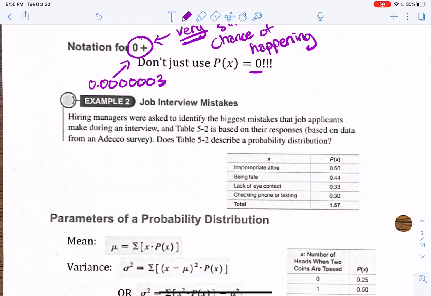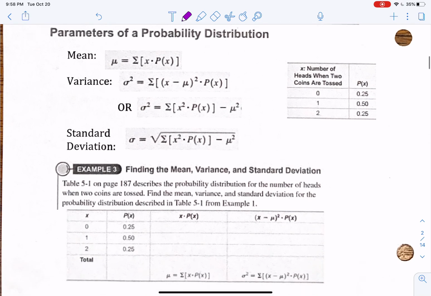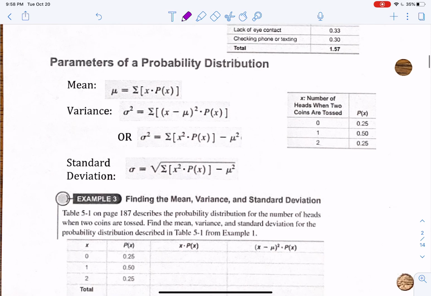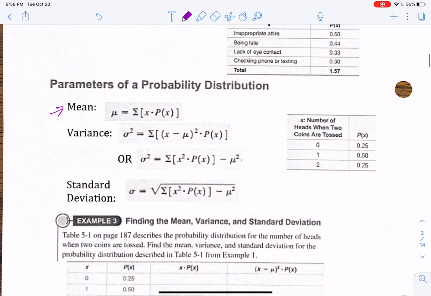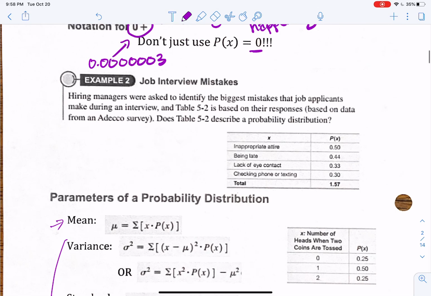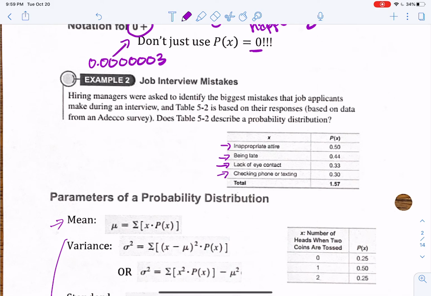All right, example 2, we'll look at this one, and then we're going to calculate a mean, and then we'll stop, okay? We won't do variance and standard deviation until the next video. So, job interview mistakes. Hiring managers were asked to identify the biggest mistakes that job applicants made during an interview. So they said that 50% had improper attire, 44% were late to the interview. Oh my gosh, that's just stupid. Lack of eye contact, that one's kind of hard for some people, 33%. And then 30% were checking their phone or texting during an interview. You guys should know that you don't do that.